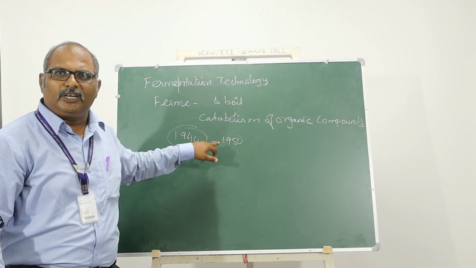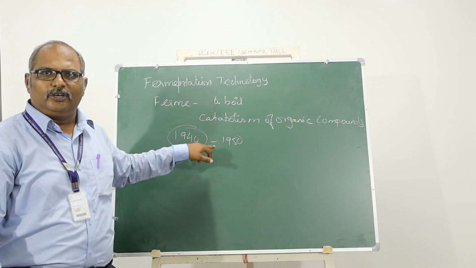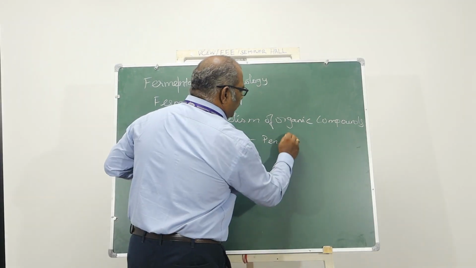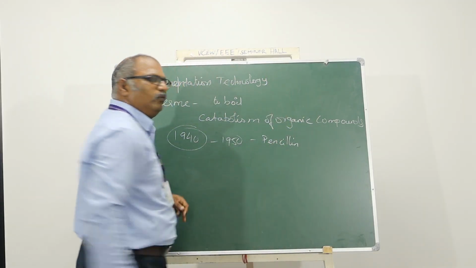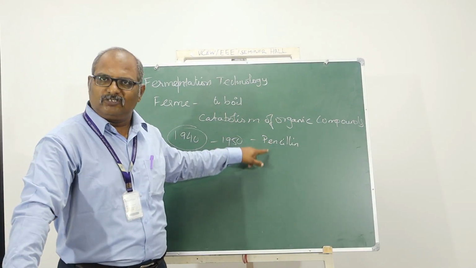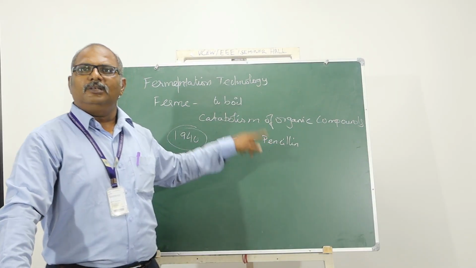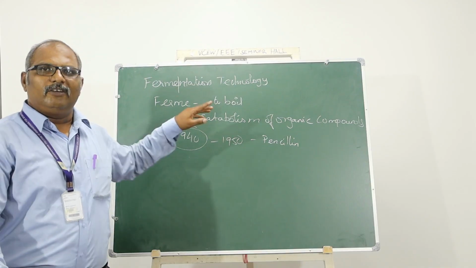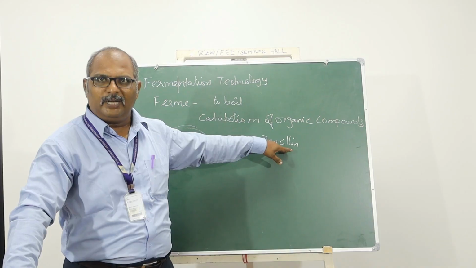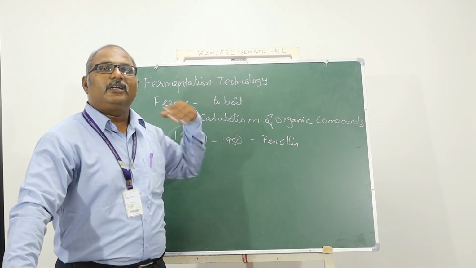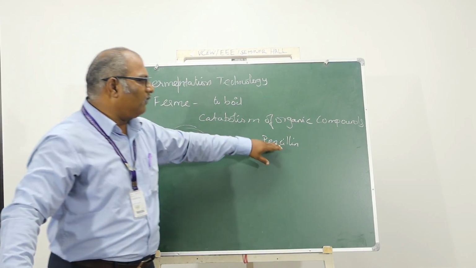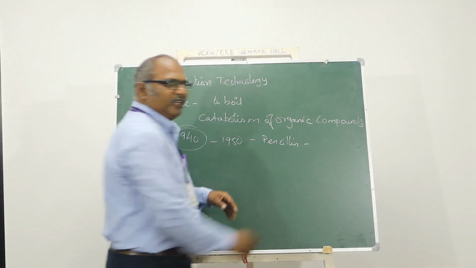By 1940, what was introduced? Penicillin. Penicillin is an antibiotic produced through the fermentation process, which paved the way for the industrial revolution. Because during World War II, whenever people started dying, this penicillin antibiotic was given, saving a huge number of people's lives. So from that, the industrial revolution takes place.